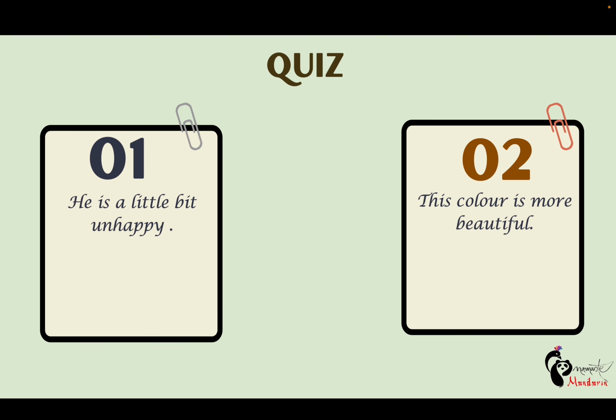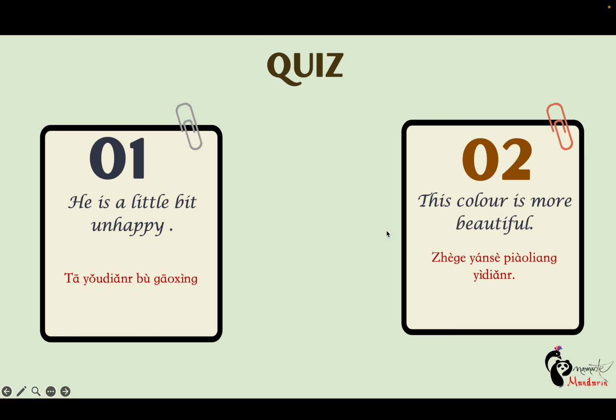Okay. So I hope that you all have got the correct answer, right? So let's look at the answers now. 他有点儿不高兴. And the second one is 这个颜色漂亮一点儿. Now, why do we put Yǒudiǎner here? Because it's a kind of negative feeling, right? Being unhappy is not a positive feeling.